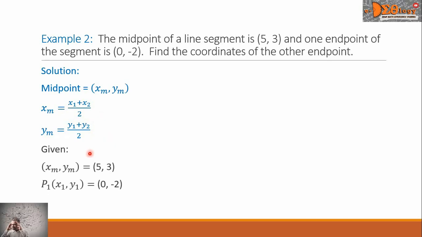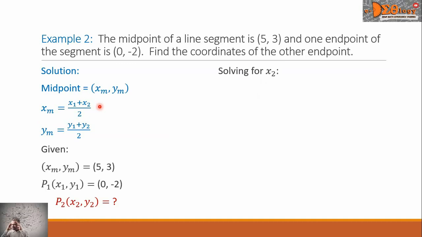For the given, the midpoint is 5, 3. We assume that this is point 1 with coordinates x sub 1, y sub 1, and this is equal to 0, -2. It means to say we are looking for the P sub 2. Separately, we are going to find x sub 2 and y sub 2. Solving for x sub 2, we are going to use this formula.